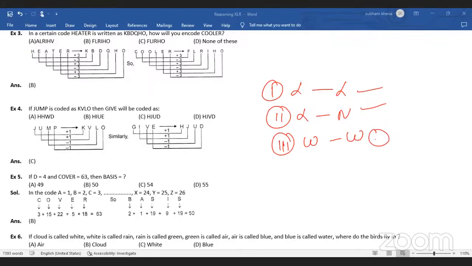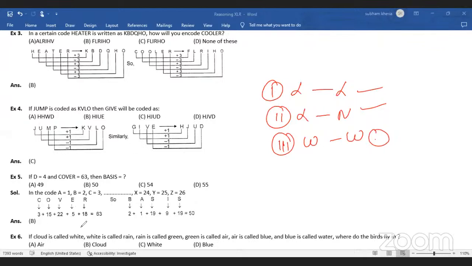Okay. See this question. What is this saying? If cloud is called white, white is called rain. Sir, what is this? Forget it. Don't think logically. Here, don't think logically. In reasoning, logic has no role. In reasoning, whatever is given, imagine that is correct. Okay? If you think practically, you'll go mad, saying, sir, how can red be called white? How can white be called black? Not possible only. Ignore. Okay?